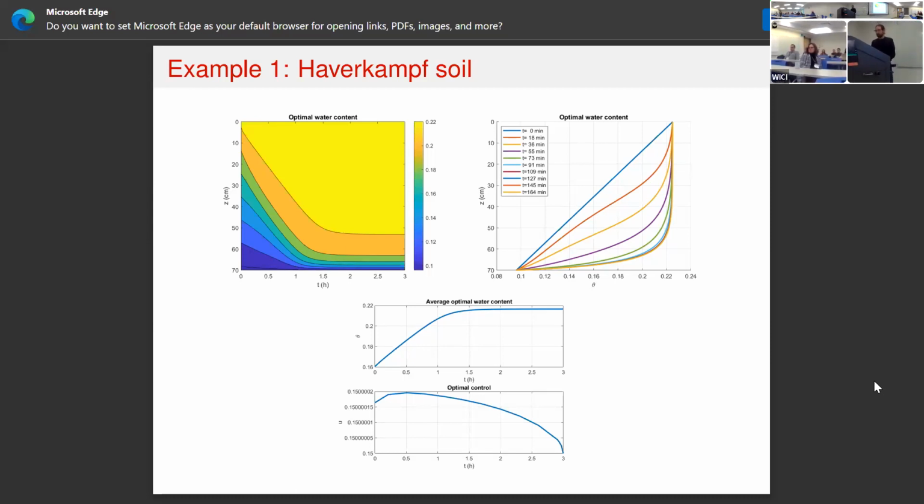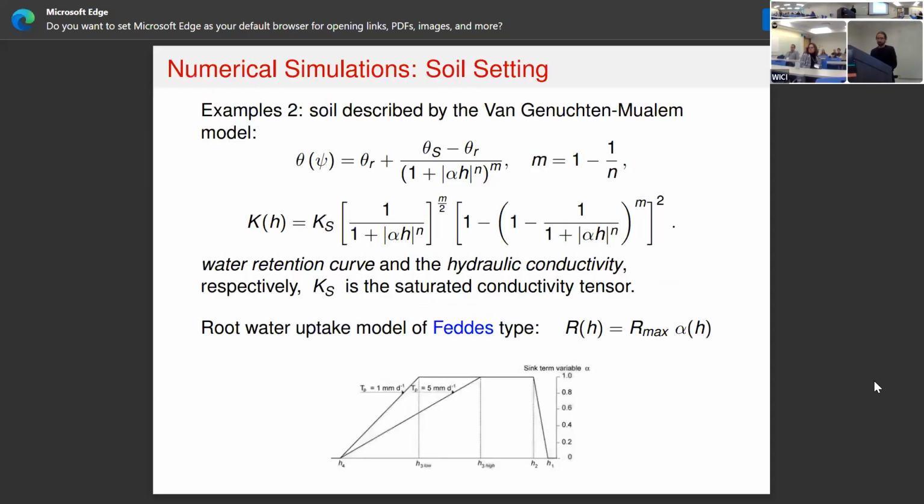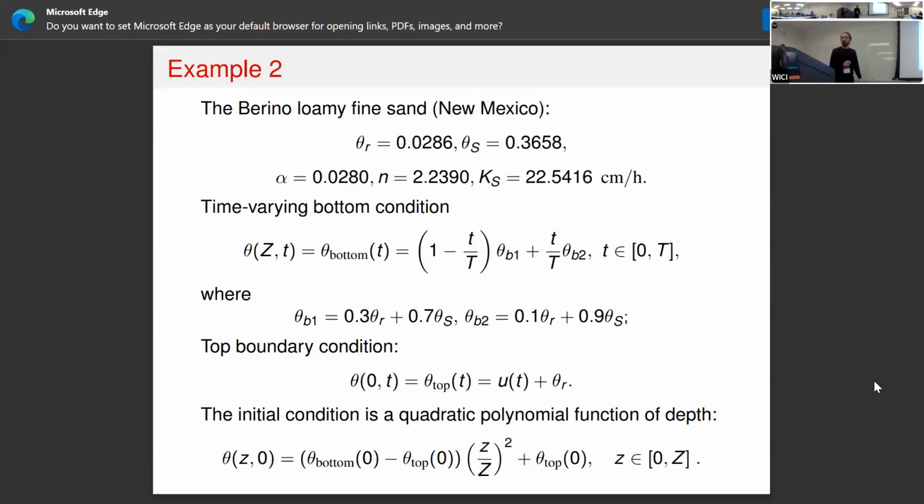We can see this also in a second example where we use instead the Van Genuchten-Mualem model, that is convenient to describe loamy fine sands. These parameters are taken from a soil in Bernalillo, New Mexico.